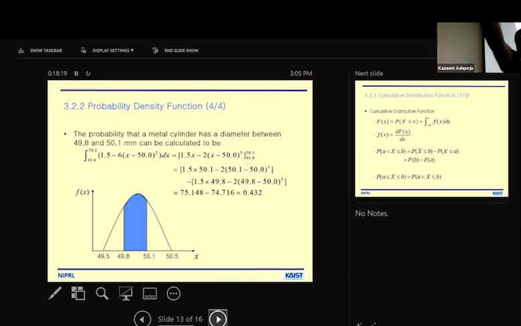Oh my God, what does that mean? 0.432 means 43.2% of the time the measured diameter is between 49.8 and 50.1. That's what it means. You make sense of your probability value when you multiply by 100.